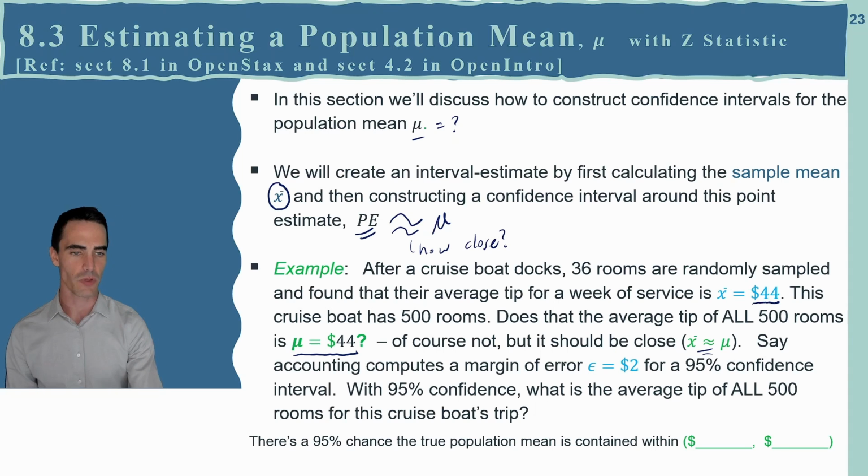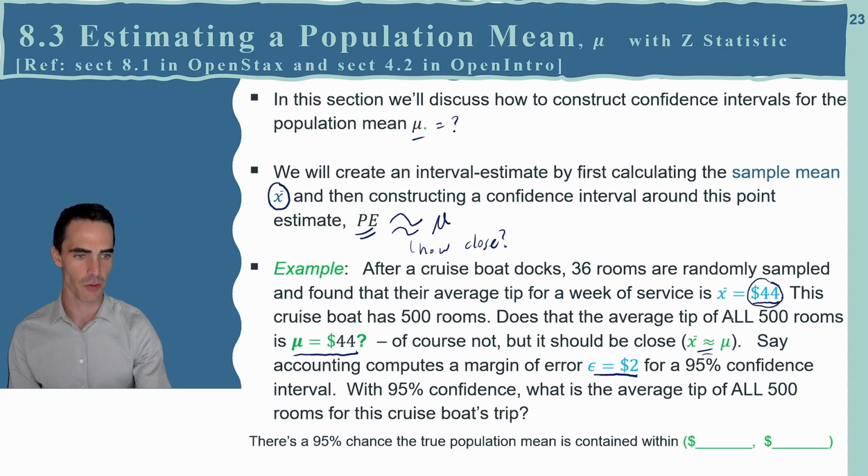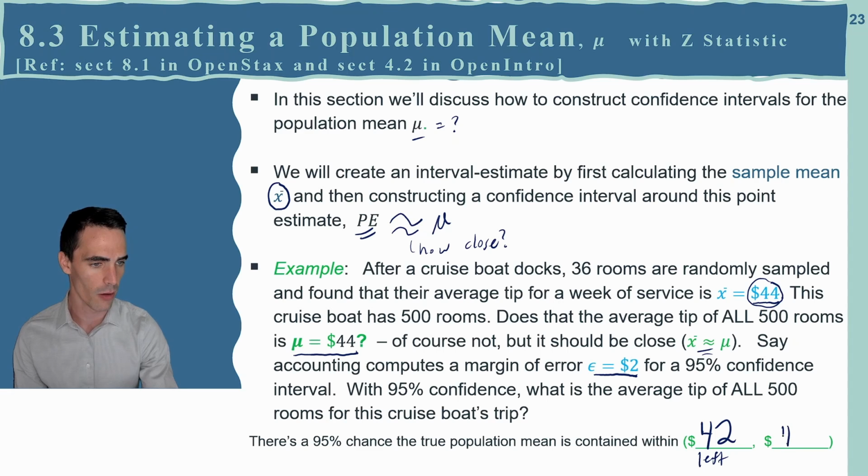So say an accountant computes a margin of error, a swing, if you will, of $2 with a 95% confidence interval. With 95% confidence, what is the average tip of all 500 rooms for this cruise boat's trip? Well, we have our best guess, our point estimate, 44. I know what my swing is. I can subtract and add. If I subtract, I should be left with 42. That's the left endpoint, or the smallest I can imagine the average being. Or $46, that's the right endpoint, or the largest we could imagine it being.